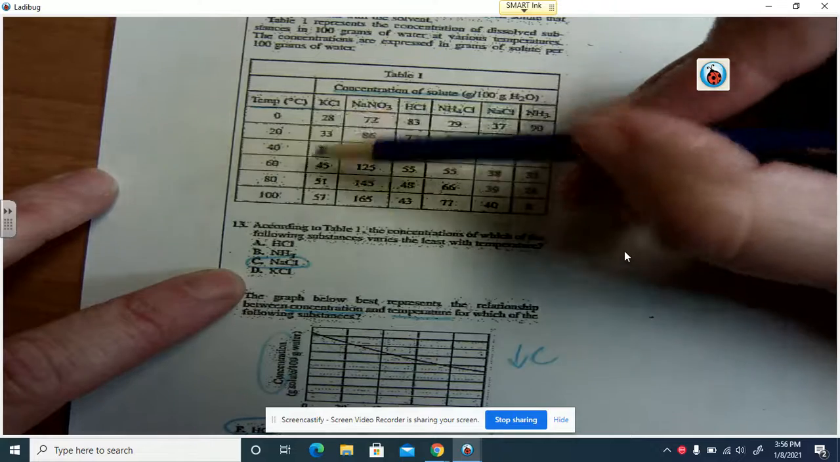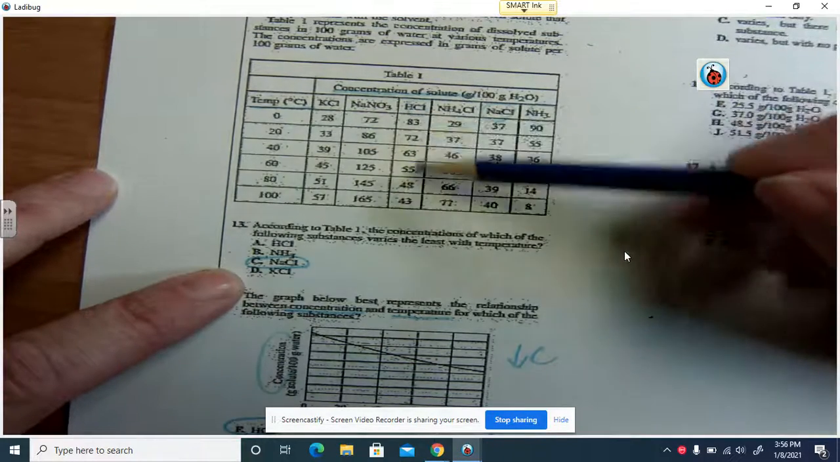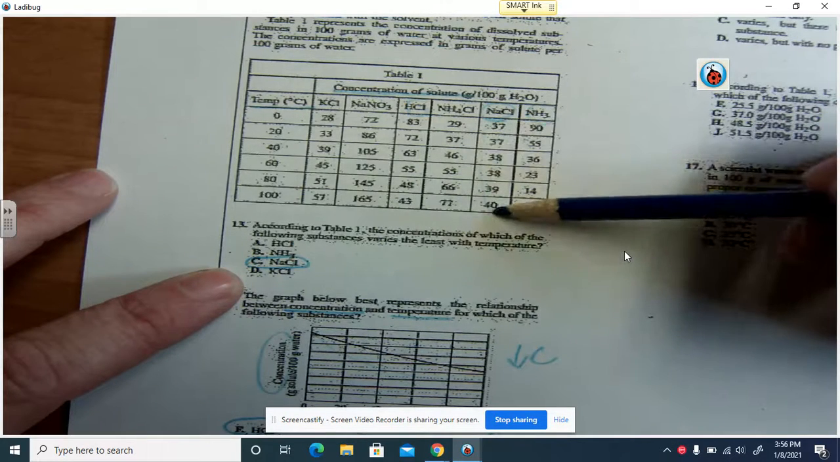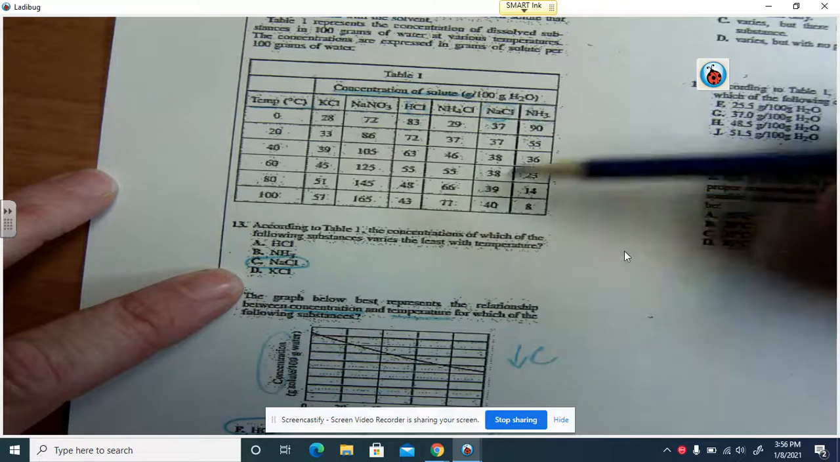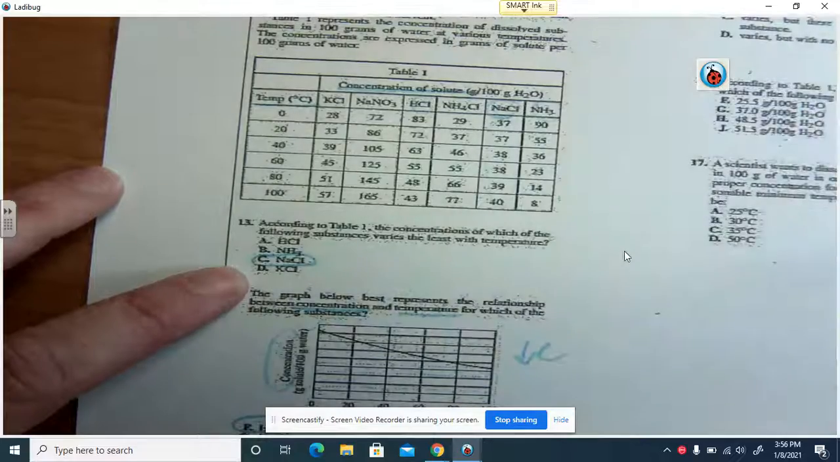Here it goes from 28 to 57, 72 to 165, 83 to 43, 29 to 77, 37 to 40. That's not much of a change, and this one's 90 to 8. This is the best bet because it has the least amount of change. So that's why the best choice there would be letter C.